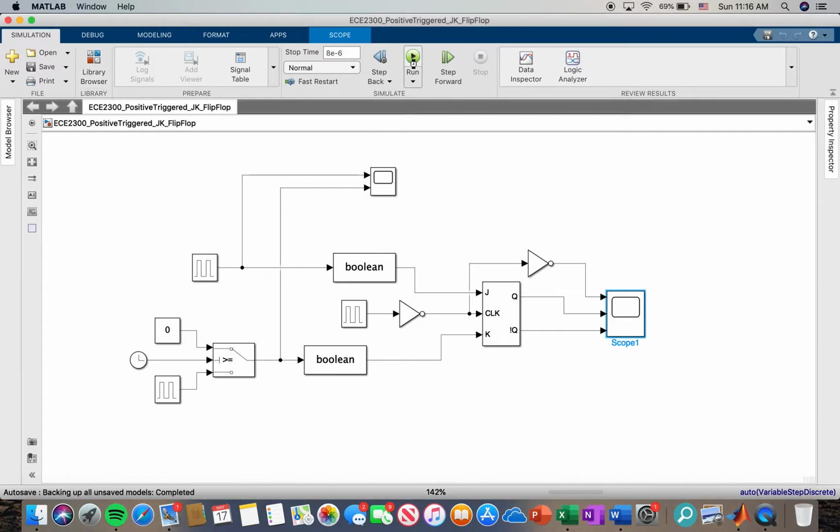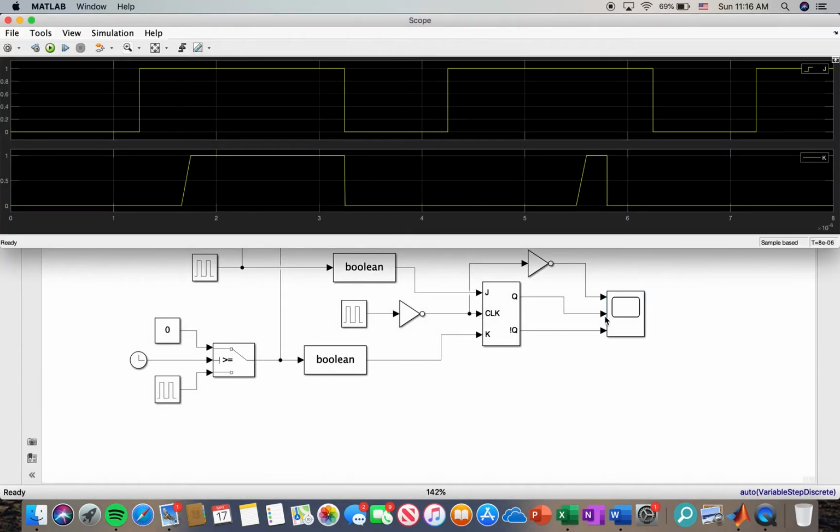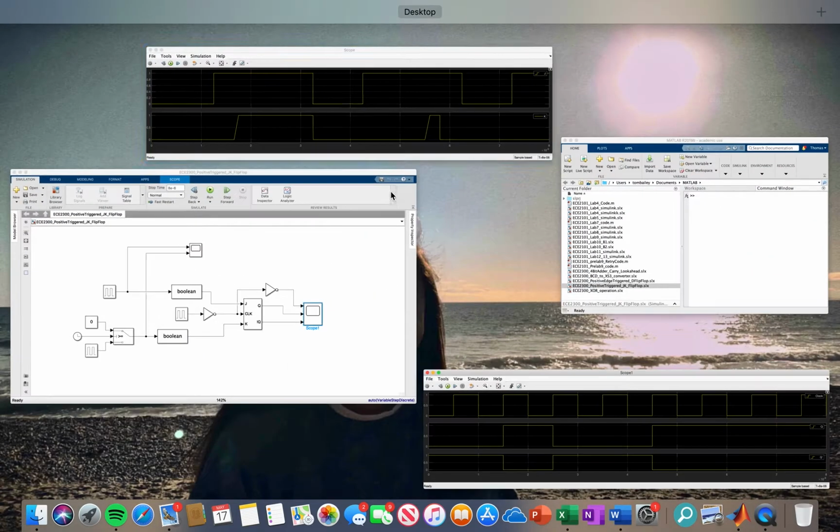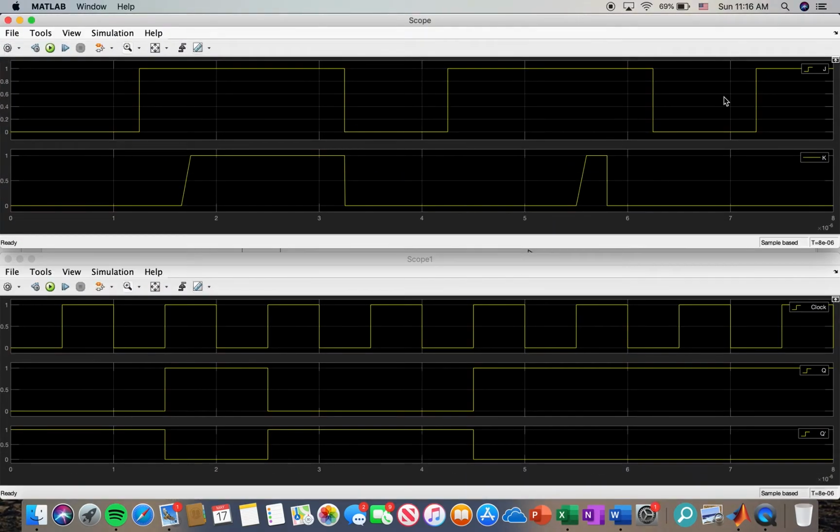So if we go ahead and run this, and then open the input scopes and open this one, looking at the inputs J and K, comparing to the positive edges of the clock. So here we got the first positive edge, and we got a 0 and a 0 for J and K. So the output will remain in the current state it stays in.